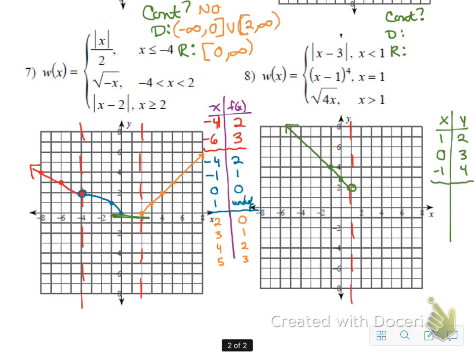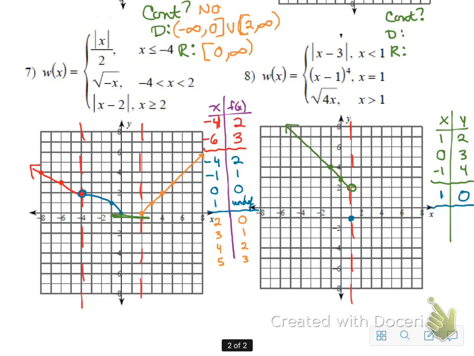Now I'm going to plug in 1 into the middle portion, because that's where it actually equals 1. That's going to give me a very important point. Now if I have 1 minus 1 is 0, 0 to the 4th power is 0. So that's just going to be the point 1, 0. Which means I've got this random point down here on my graph. And that's okay. So that's that portion.